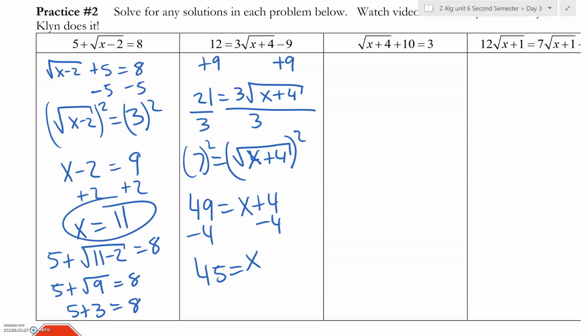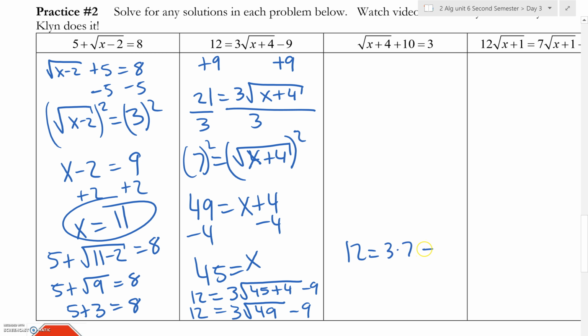Hopefully you don't have any questions there. Should make pretty good sense. And if we're being thorough, we can just test it out by trying what happens when we input 45. Then we see that we have 3 times the square root of 49. I'm running out of space, so I'm just going to borrow some over here. So 3 times 7 is 21. When you subtract 9 from 21, you get 12. So it works out. 12 equals 12. So no problems with extraneous solutions so far. So if you got x equals 45 for this one, you're in good shape.